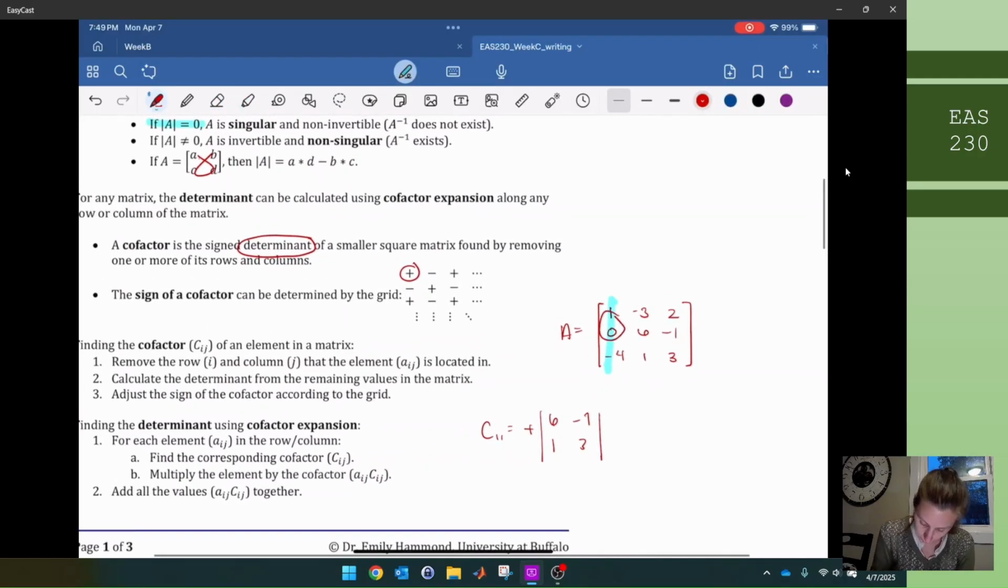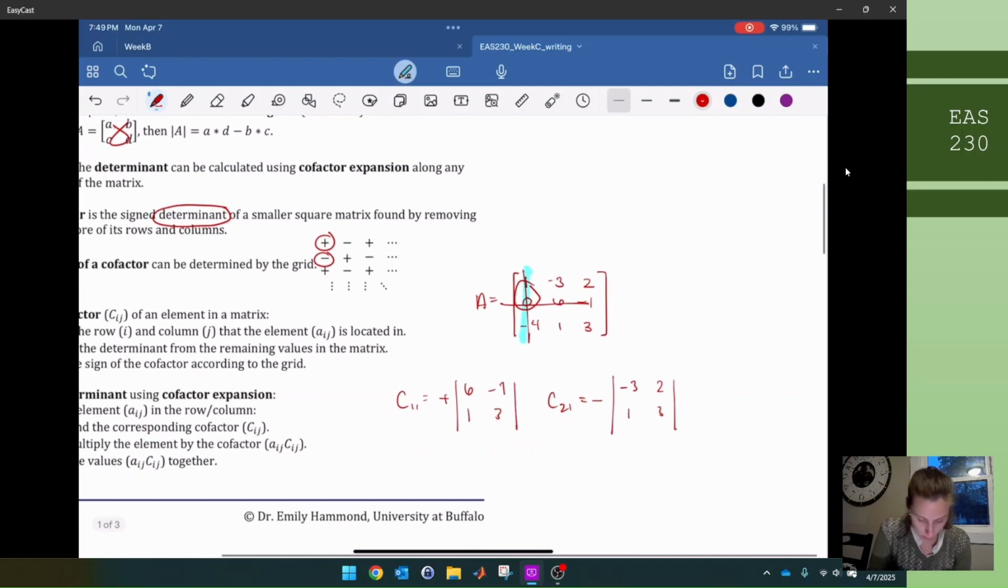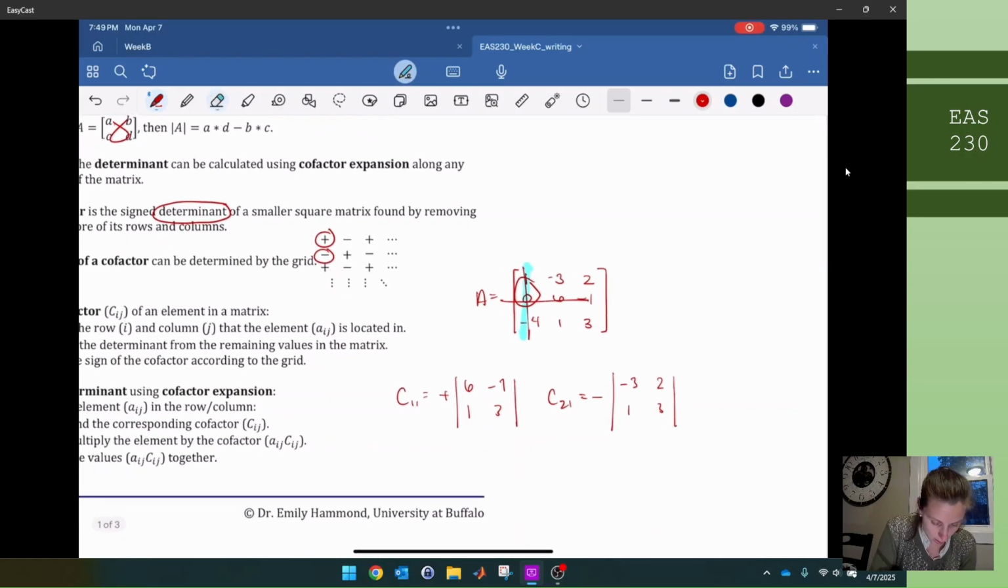This 0 here. So C2,1: remove the row, remove the column. My sign here is negative. The remaining elements are -3, 1, 2, 3. And then I find the cofactor of my remaining element.